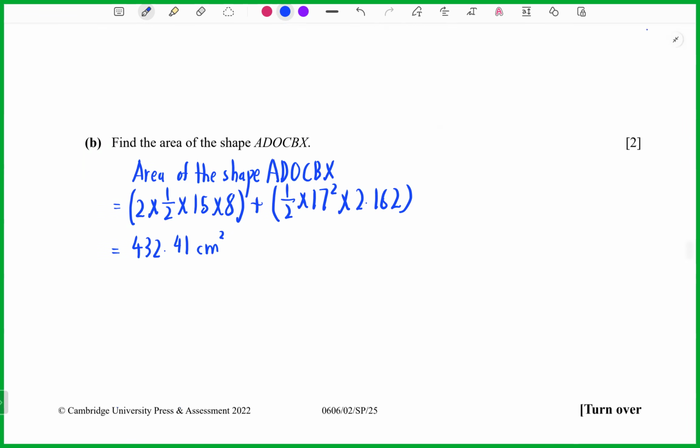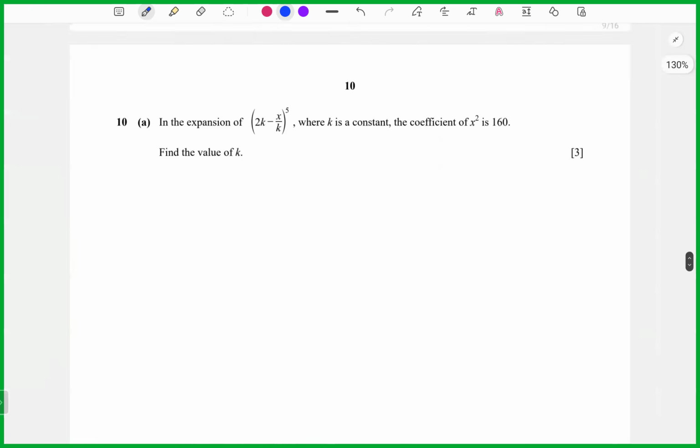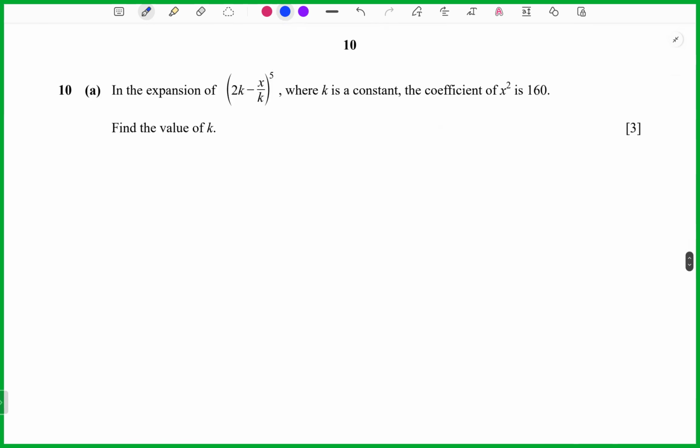Okay, let's see the next question. Question 10. This is a series question. In the expansion of the brackets 2k minus x over k to the power 5, where k is a constant, the coefficient of x squared is 116. So you need to find the value of k, 3 marks.